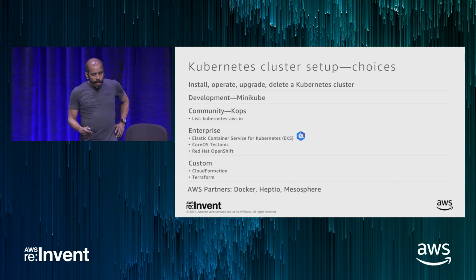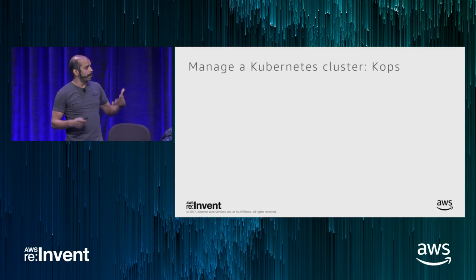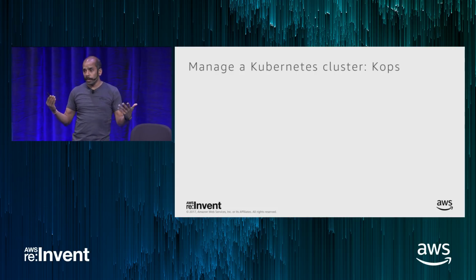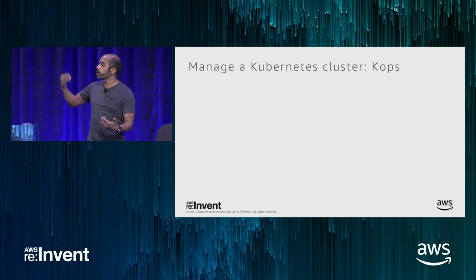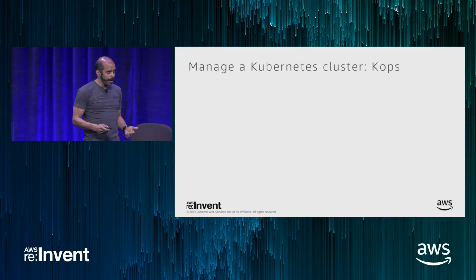Now, of course, we have partners as well. Docker, Mesosphere, Heptio, these are our very good partners. Docker particularly has talked about how they're going to have Kubernetes support baked into Docker Desktop itself. Now, let's talk about Kops a little bit. Well, what is Kops?